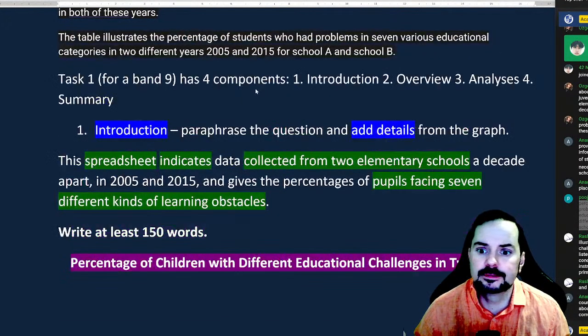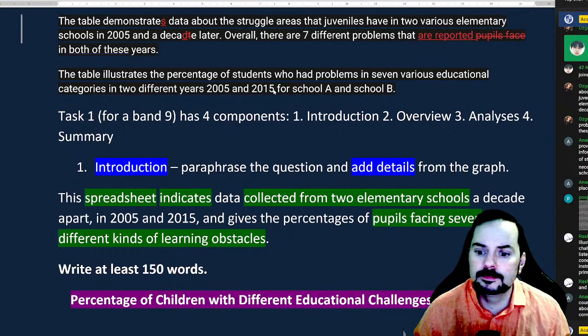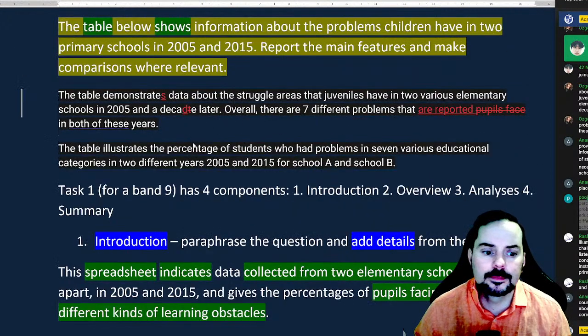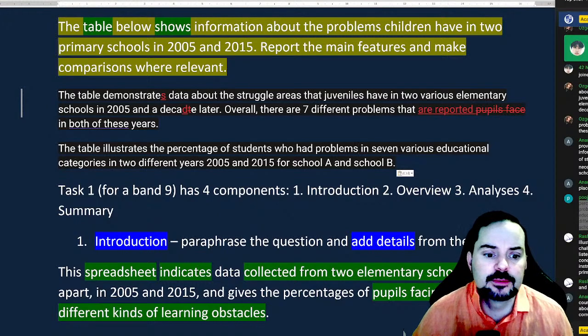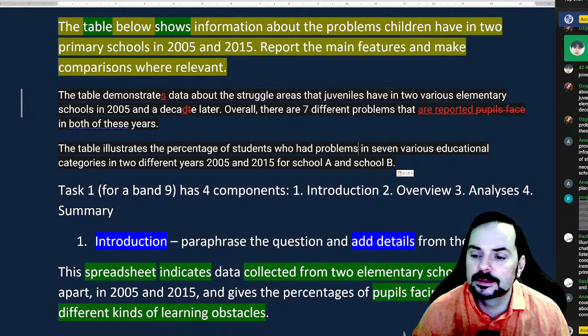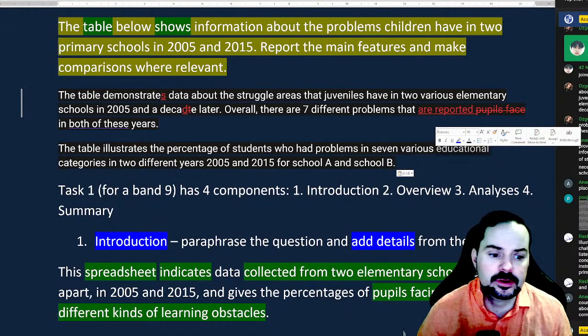All right. So you have to be accurate. Okay, so keep that in mind. Okay, so the table illustrates the percentage of students who had problems in 7 various categories.